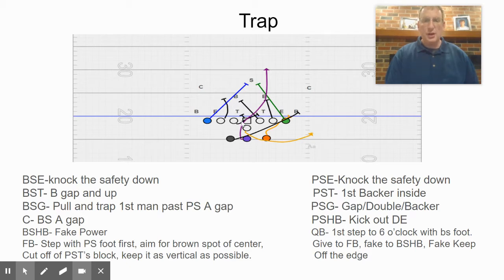Backside guard's going to pull and trap the first thing past the A gap. First defender past the A gap. So we don't trap an A gap player. We make a call for that, and then we'll trap wider if we need to. So if we have a guy in the A gap, we'll wash him down. And the first thing past the A gap then would be the end. But right here we have him in a 3 technique, so he's going to trap him.